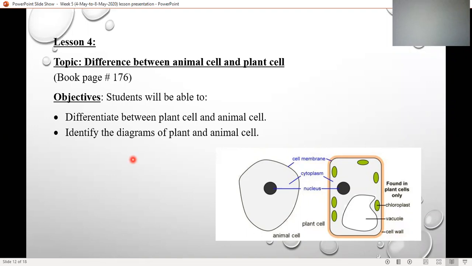Our today's lesson is about the difference between animal and plant cells. We already talked about the animal cell last week and the plant cell in the last lectures. So let's differentiate between animal cell and plant cell.